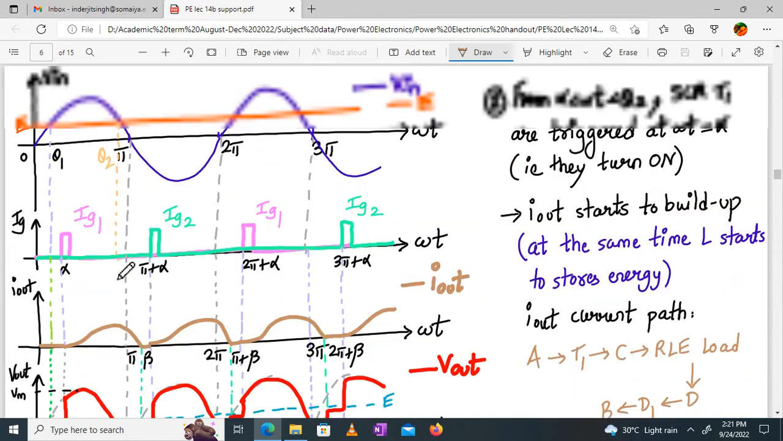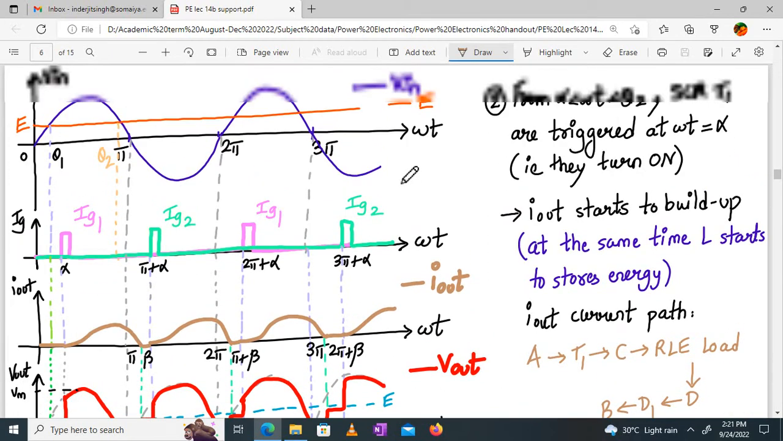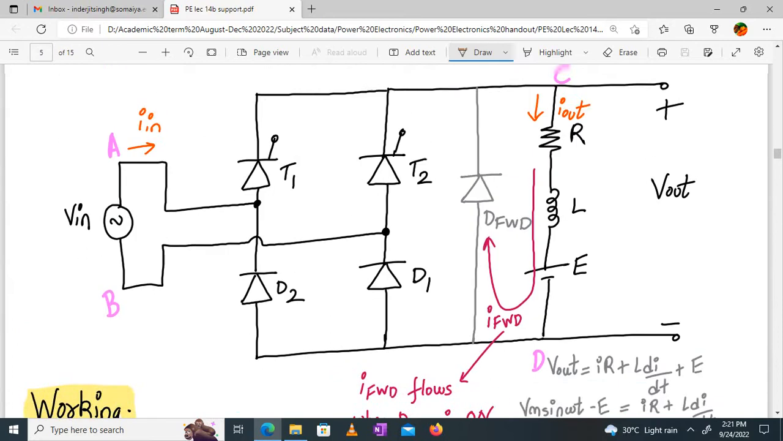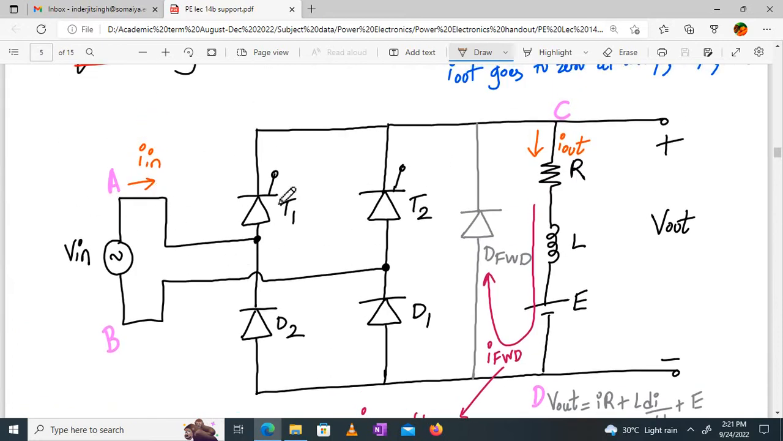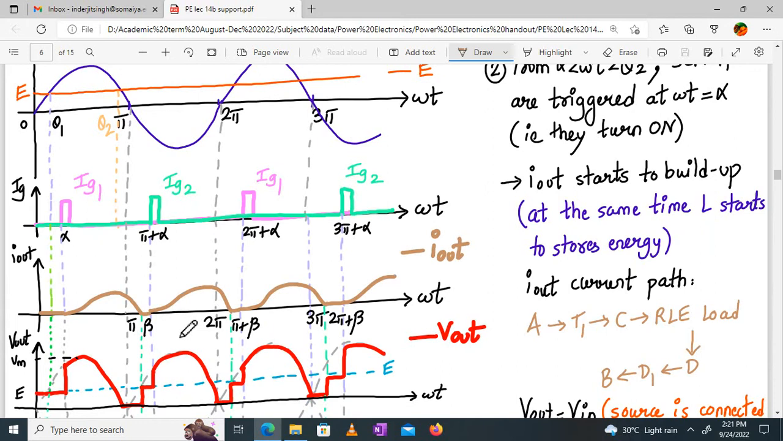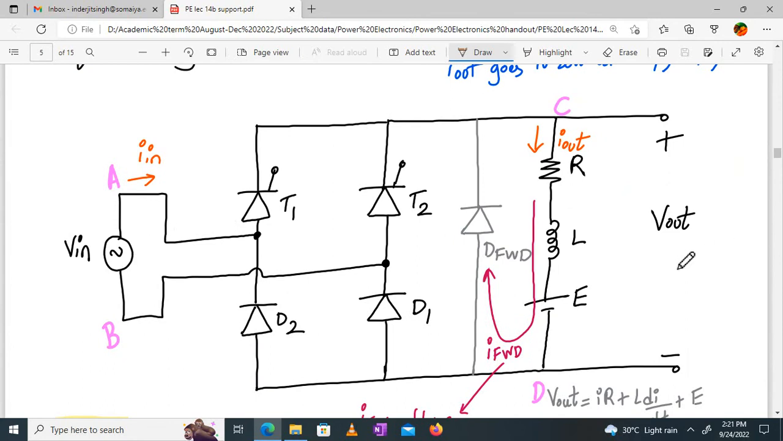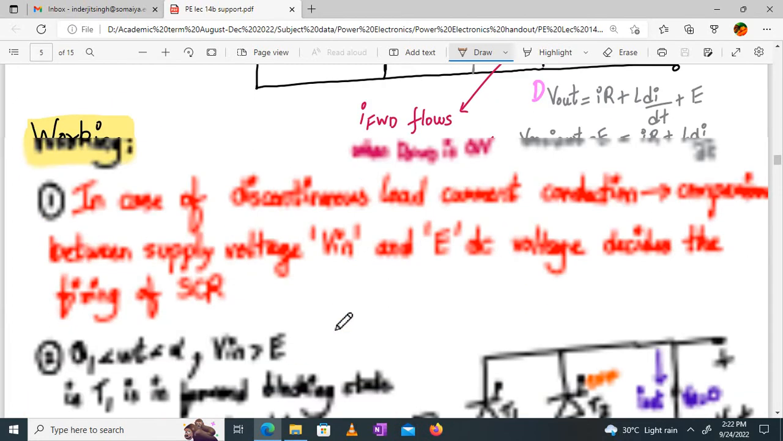After theta 2, your V in becomes less than E. But let's see the current path when I out is building up. How will the current flow? It will flow from A through SCR T1, then point C, the RLE load, point D, D1, and back to B. So this will be the current path during the positive half cycle when T1 is triggered on. In this case, your source voltage will be connected to the output voltage via the devices T1 and D1. So this is what happens between alpha and theta 2.